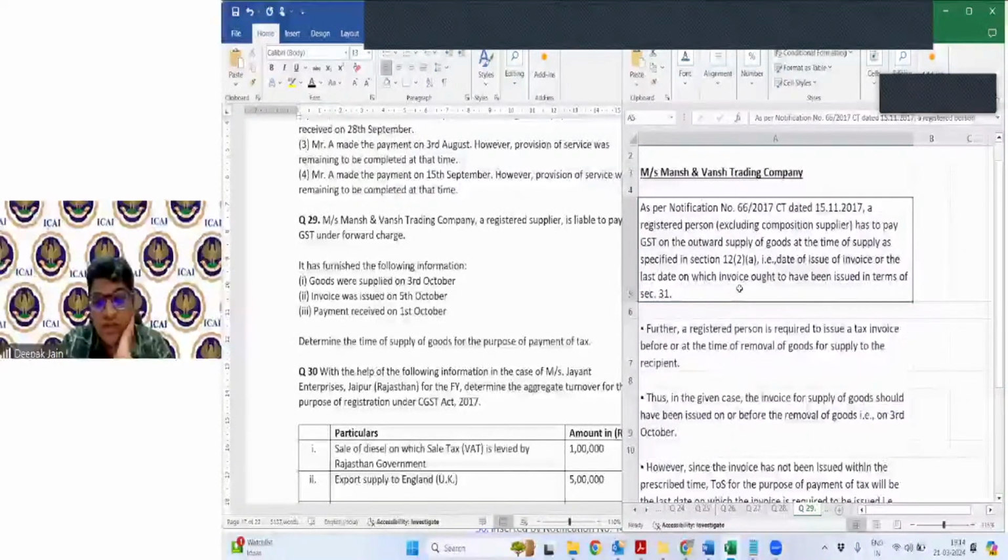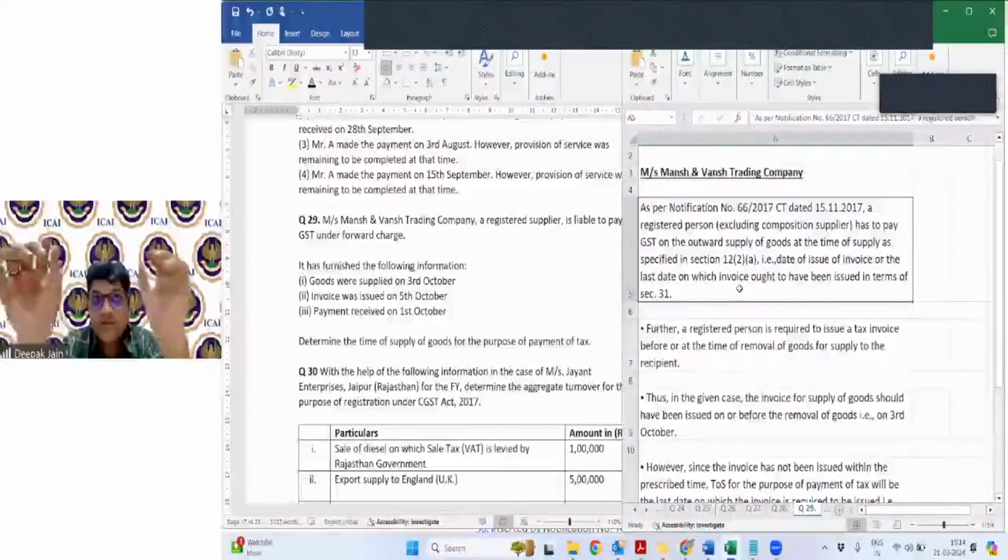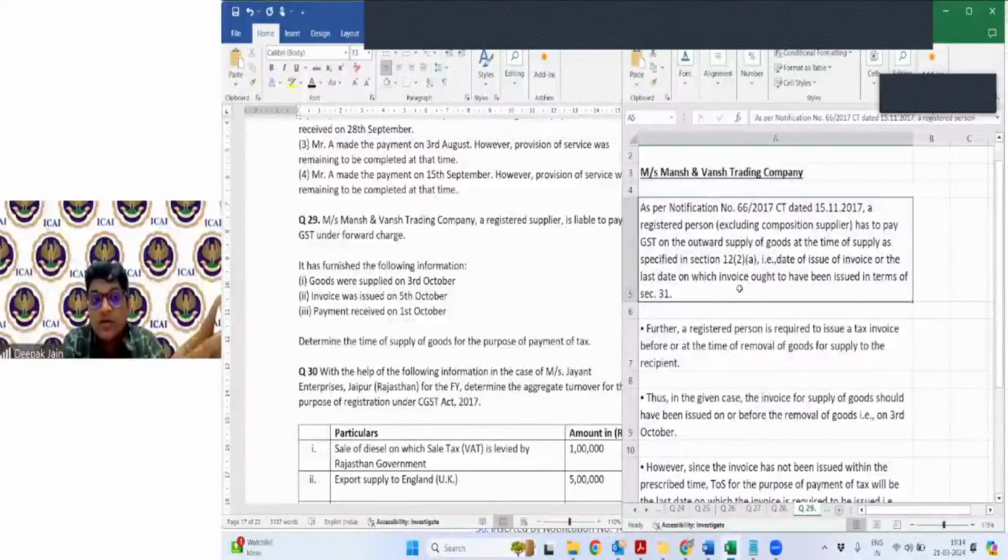If invoice not issued within the time limit, यहाँ पे time limit is not 30 days unlike services. In this case of supply of goods, time limit is the time when you supply the goods itself. So उसके पहले raise करना चाहिए. If not, the time of supply will be the time when the goods are removed from the premises. Removal of goods will become the time of supply.